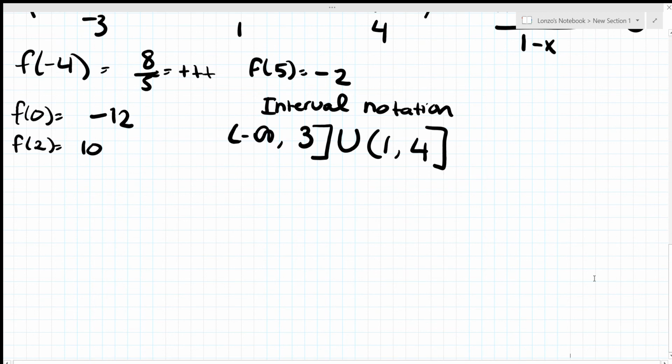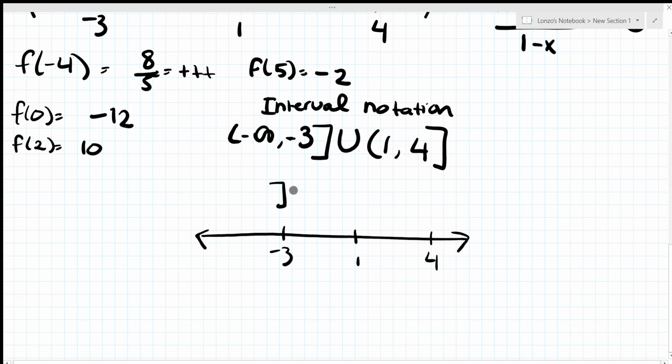Now, how would I graph this interval notation on the number line? It'll look something like this. Sorry, this should be negative 3, not positive 3. So here's negative 3, and here's 1, and here's 4, right? So for negative 3, we can use a bracket. And then we know it's going from negative infinity to negative 3, so we're going to go this way. Or you can actually do a dark circle, same thing, and go that way.